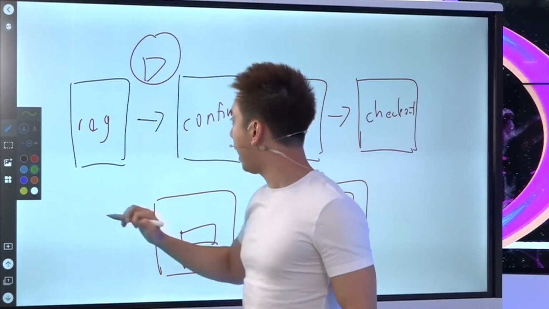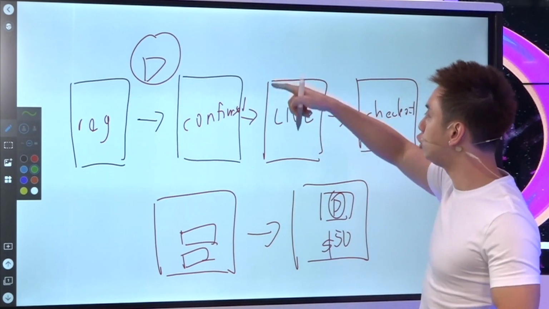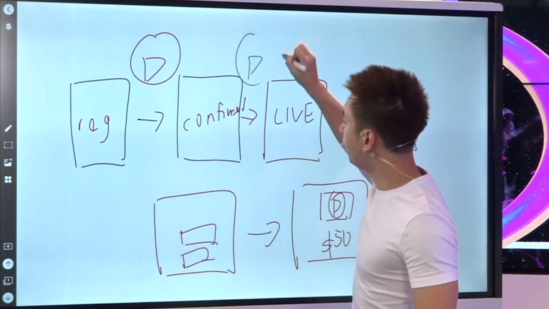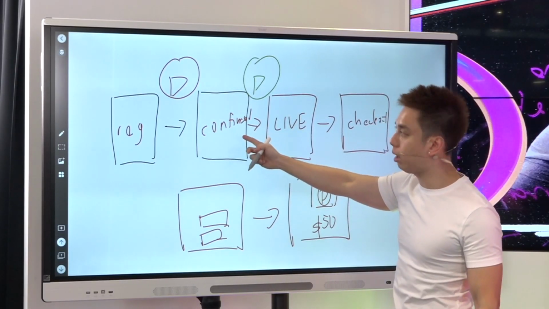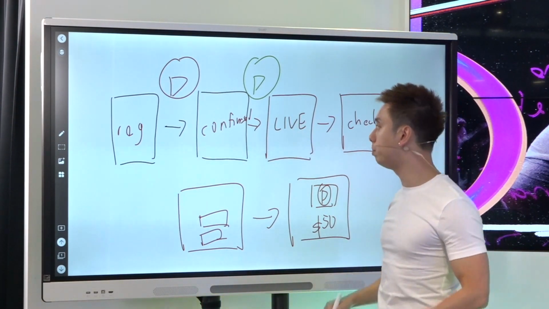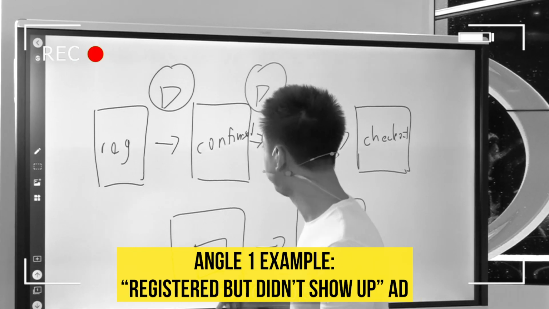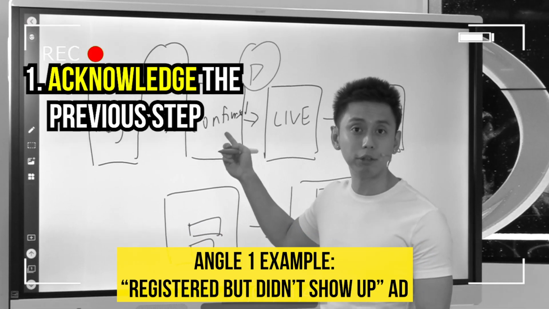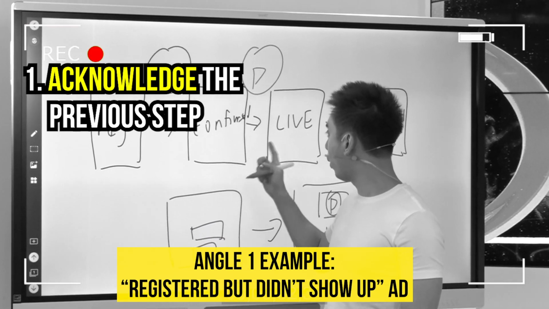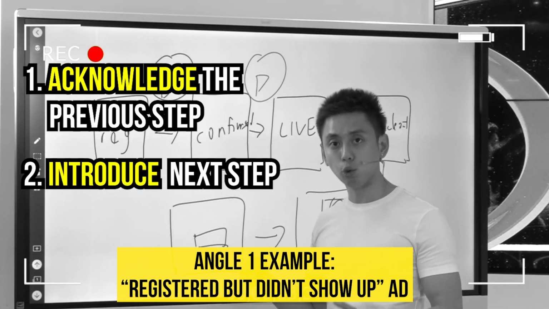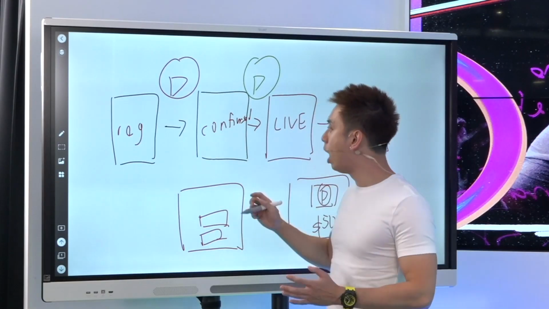It's a messaging. Acknowledging the previous step but introducing the next step could be for people who registered for this webinar, but maybe they didn't show up. So what would my ad look like? It would be literally, hey, this is Peng Joon here, and first of all, congratulations for registering for this webinar. But when I did the webinar, I noticed that you weren't there. What happened? Right? Now, how do you do this?